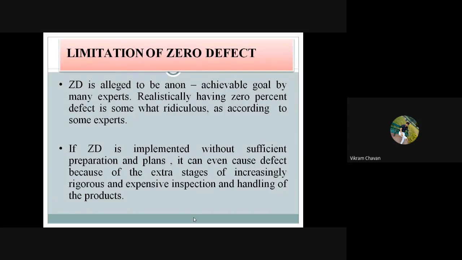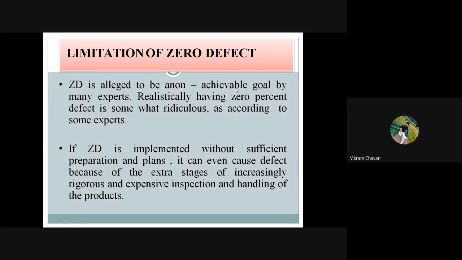Okay, so what are the limitations? What are the different limitations? The first one is that zero defect, that is ZD, is alleged to be a non-achievable goal by many experts. Alleged means it is claimed that this is not something that can really happen, it is never achieved.